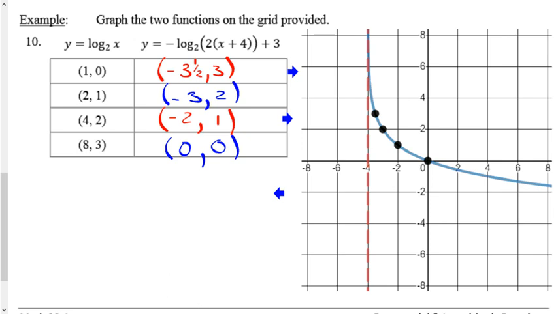So we had 1 comma 0, and 2 comma, whoops, 1 comma 0 should be here. Look at the scale, be careful. And then 2 comma 1 is a point here. 4 comma 2 gives me the point there. And then 8 comma 3 was the point up there.